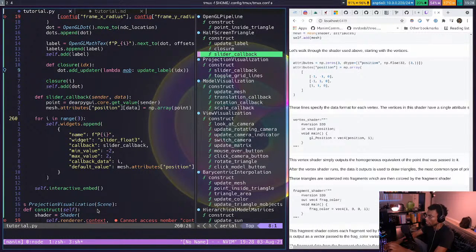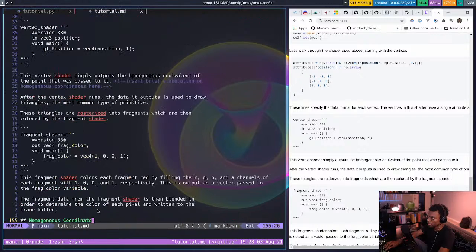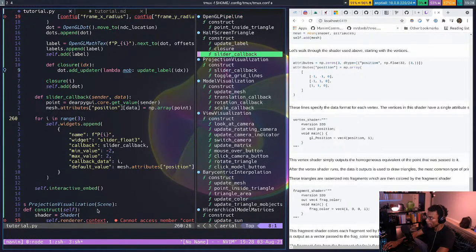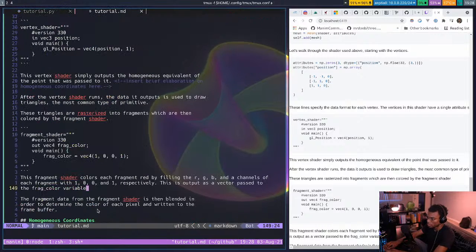Okay, but I've gone through this. I have to go through the homogeneous coordinates and then maybe... Yeah, I don't think I have to talk about blending right now. I can probably just say that this is pretty much just opacity. Then I'll go on to the projection.